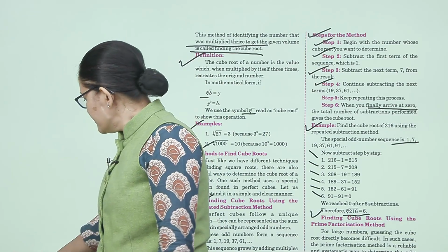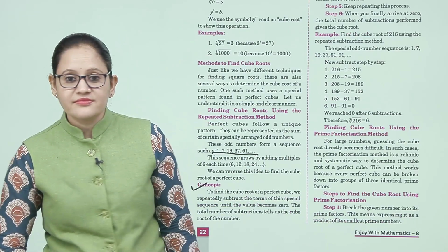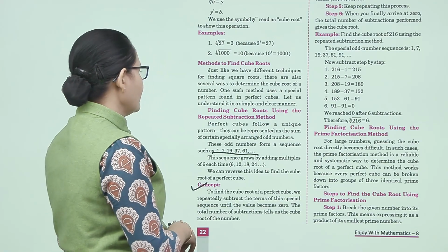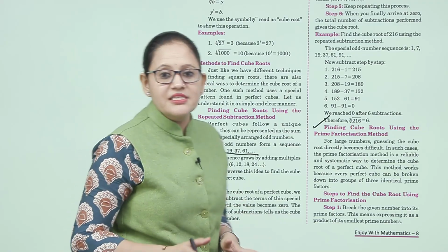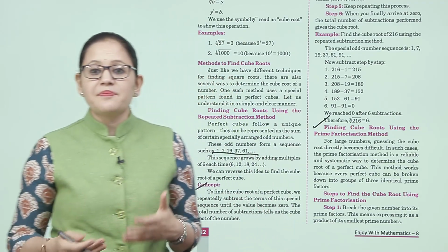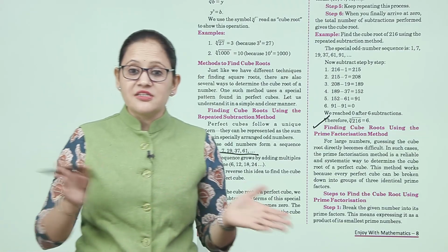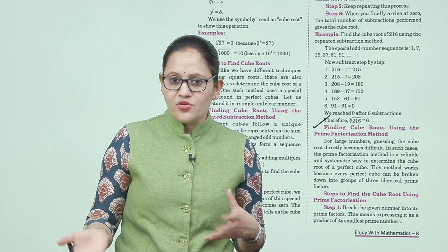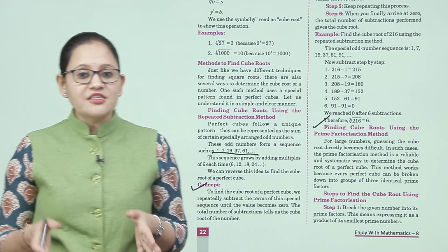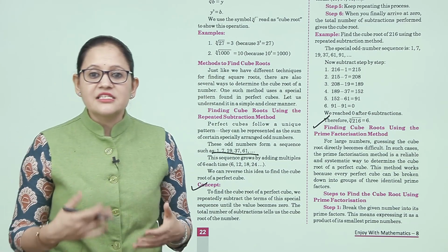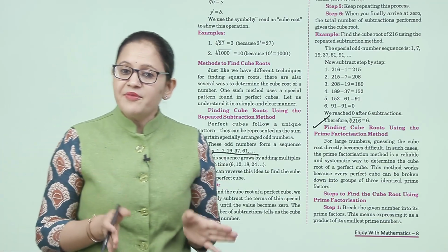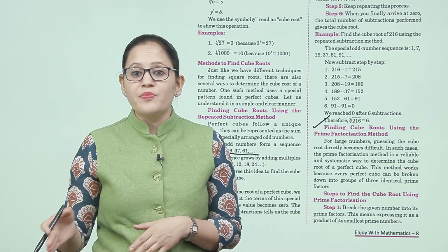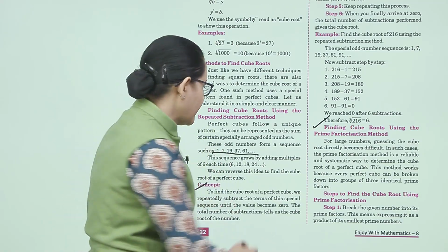Next, finding the cube root using the prime factorization method. For large numbers, guessing the cube root directly becomes difficult. If the number is large, it is very difficult to guess the cube root. In such cases, the prime factorization method is a reliable and systematic way to determine the cube root of a perfect cube. This method works because every perfect cube can be broken down into groups of 3 identical prime factors.